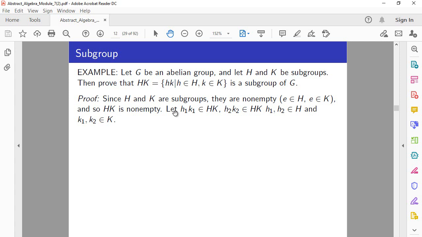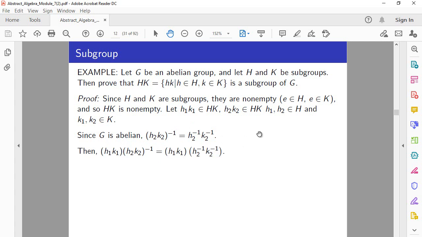Okay, so now let h1k1 be an element of HK, and h2k2 be another element of HK. So that would mean that h1 and h2 belong to H, and k1 and k2 belong to K. Since G is abelian, we know that the inverse of h2k2 would be the same as h2 inverse times k2 inverse. Okay, so now I'm multiplying h1k1 and the inverse of h2k2. And because G is abelian, we know that this inverse is h1k1 times h2 inverse k2 inverse.